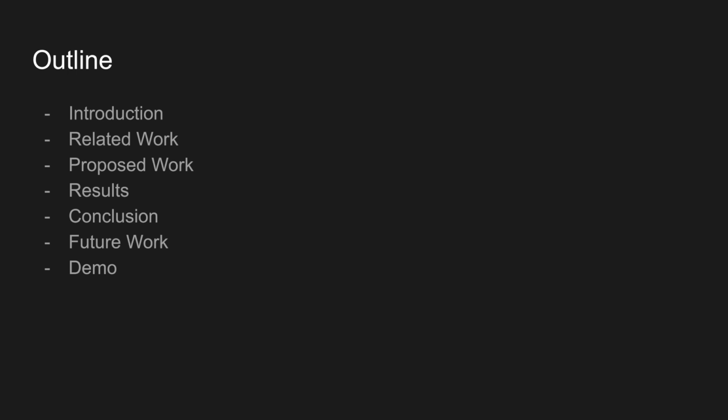Here's a quick outline. First, we're going to start with the introduction explaining why student dropout prediction is such an important problem. Then we'll talk about related work in the student dropout prediction space. Next, we'll walk through our approach and our application design. From there, we'll discuss our results, give a conclusion, and talk about future work. Finally, we'll end with a live demo of our application.